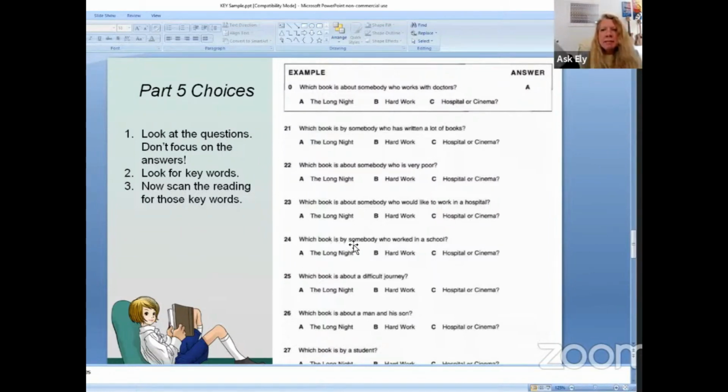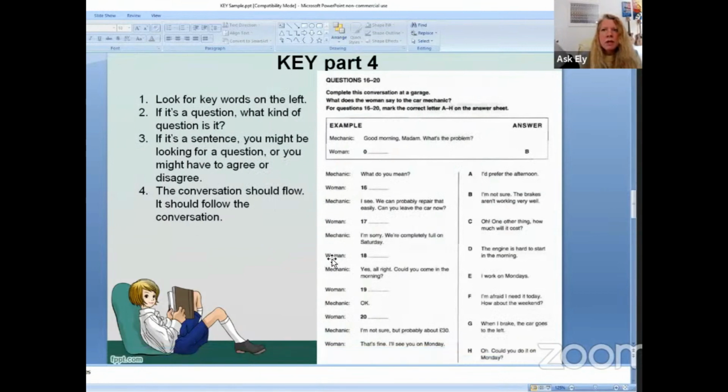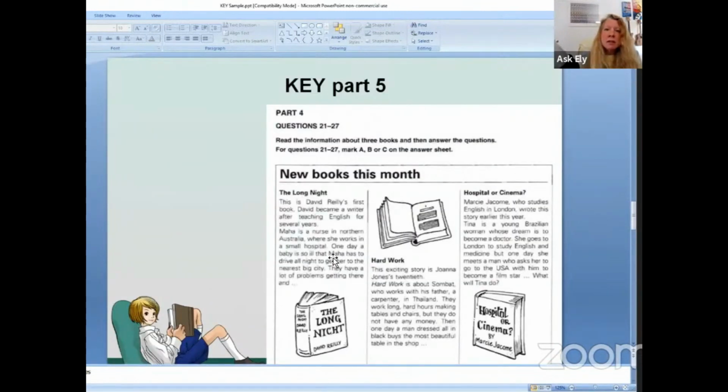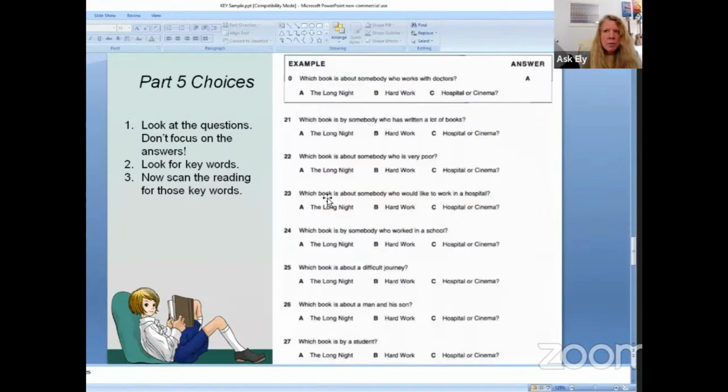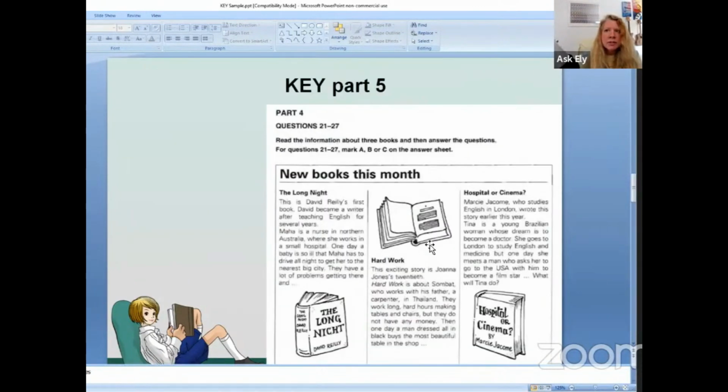The next one is, which book is by somebody who worked in a school? Okay, who worked in a school? Now, when you think of school, you think of teachers, students, right? Well, when we skimmed, I saw the word teaching English. When I skim, English teacher, teaching English for several years. Question is, which book is by somebody who worked in a school? Right? So after teaching English for several years, so he worked in a school.